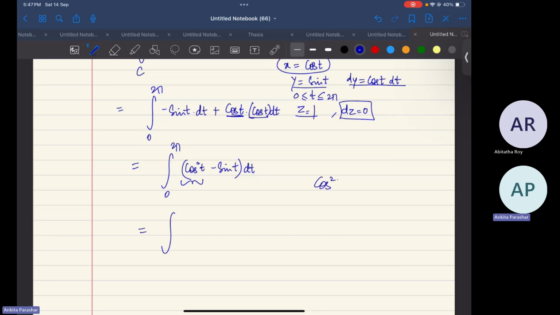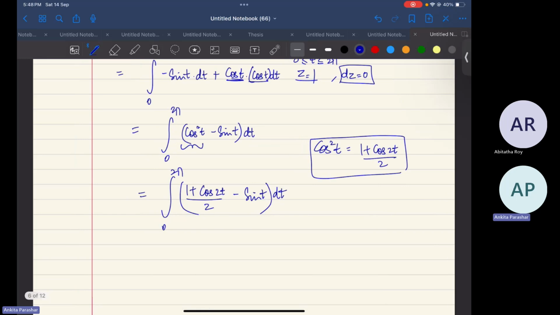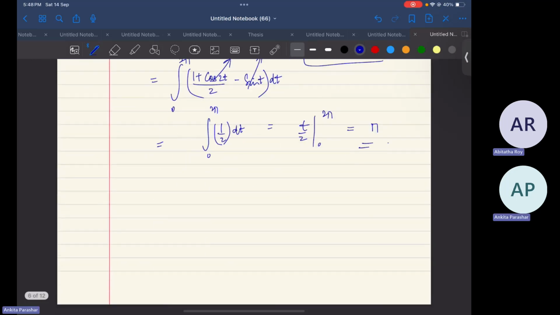Okay, let's just do it together. Cos square t is 1 plus cos 2t by 2. This is what we use. And minus sine t, and then dt, from 0 to 2 pi. As you saw, trigonometric functions over 0 to 2 pi are going to be 0, so I'll just simply put them 0. Then we have 1 by 2 times dt, from 0 to 2 pi. This is nothing but t by 2 from 0 to 2 pi, which is pi. Is that okay?